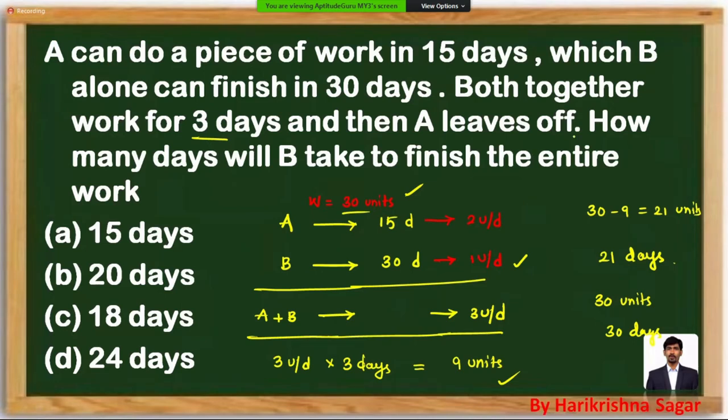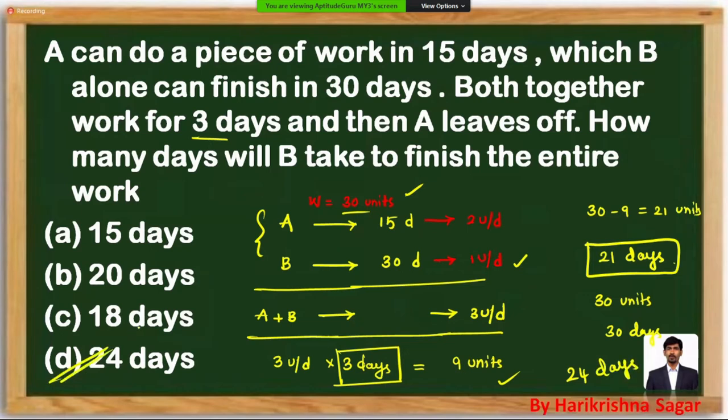So actually, how many days does B take to finish the entire work? So these 21 days are completed by B. And here another 3 days, A and B are working for 3 days. So another 3 days is done by B. Total time period B spent in the entire work is 24. B spent 24 days, mark it as option D.